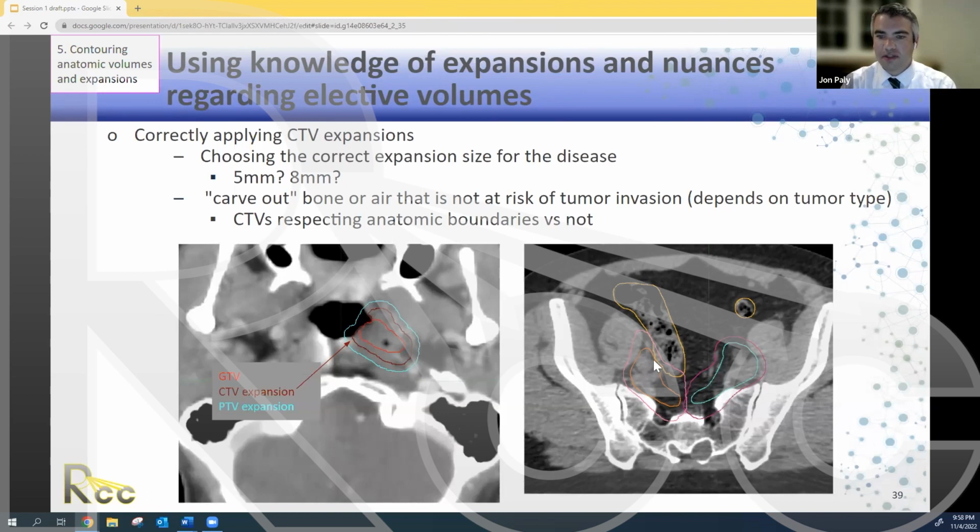I didn't use contrast for this. And you can see here, I have not expanded my orange CTV into the bowel because the bowel is not a place that's at risk for harboring micrometastatic disease. Whereas over here, we have expanded it further out. Same with the bone in this case, not contouring bone. Of course, this pink line, the PTV, does get expanded into those structures because, as you know, and as we'll talk about again, that's for setup and error margin. And so we don't shrink that off of those boundaries.